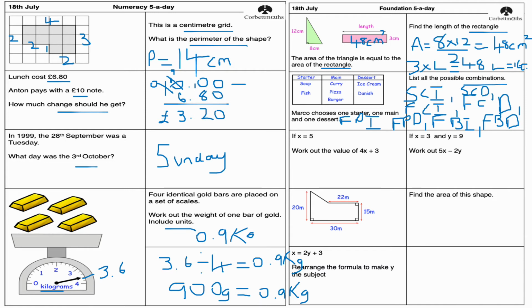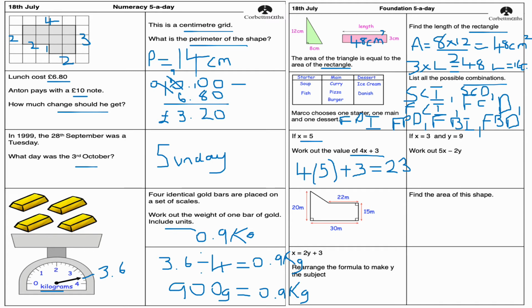Next question, if x equals 5, work out the value of 4x plus 3. So it's 4 lots of 5, so 4 times 5 plus 3. Well, 4 times 5 is 20, plus the 3, and I get 23.